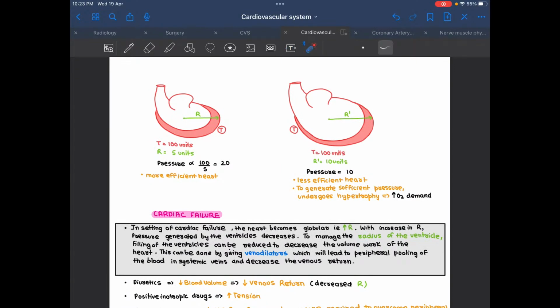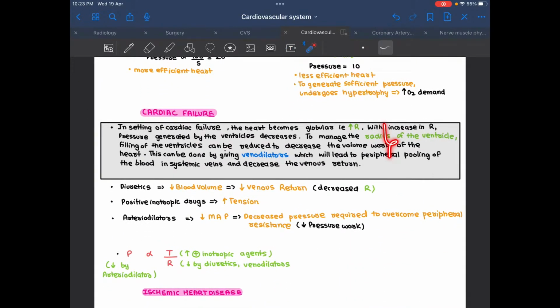In cardiac failure, what is going to happen? Okay? We have already seen that. The heart becomes globular, there's an increase in the rate. With increase in rate, the pressure generated by the ventricles decreases. To manage the radius of the ventricle, filling of the ventricles can be reduced to decrease the volume work of the heart. And how do we do that? In that case, we give something known as venodilators, or we give something known as diuretics, which are going to decrease the blood volume, decrease the venous return, decrease the preload.